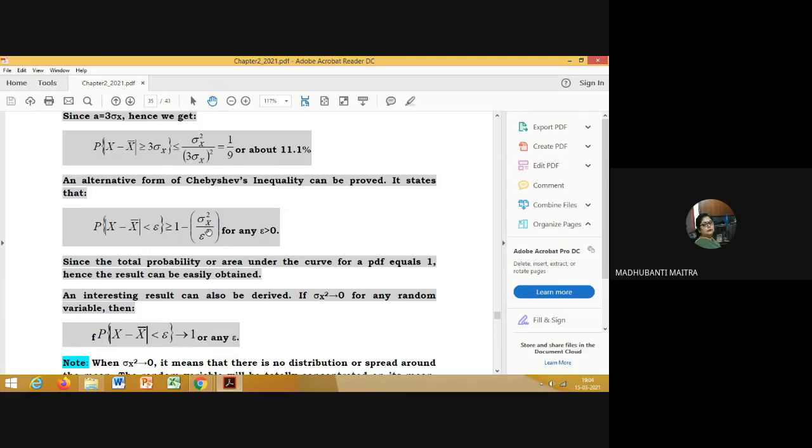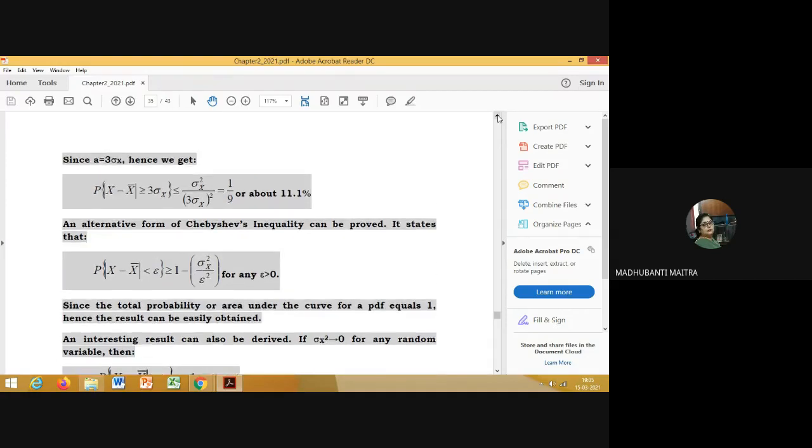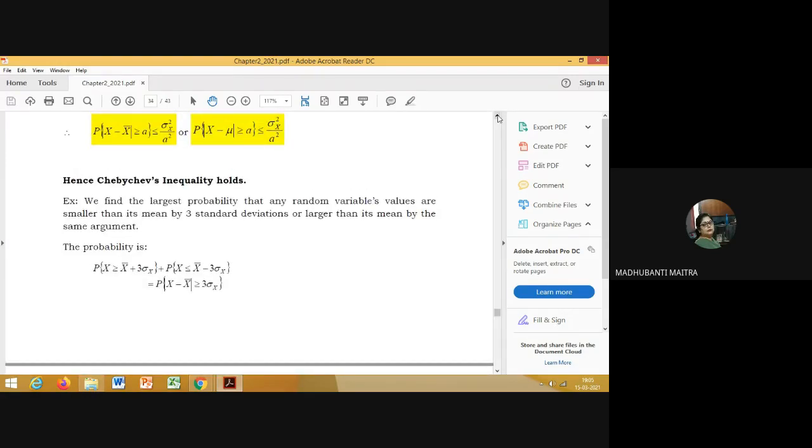Have you understood this formulation? Ma'am, can you explain the alternative form again? This one, have you understood the basic Chebyshev's inequality?